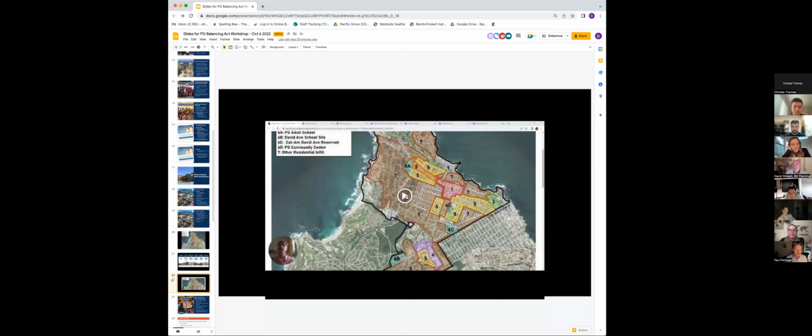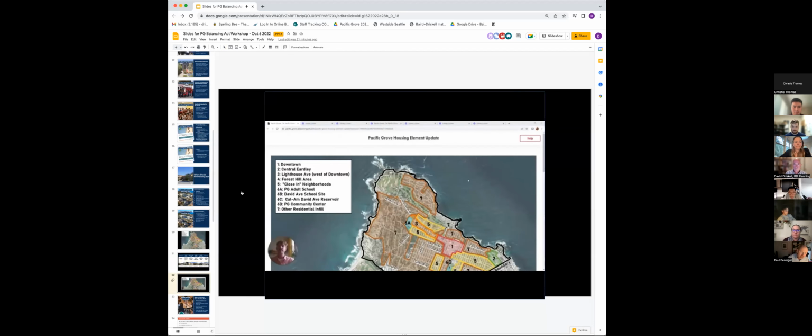Working on Pacific Grove's housing element update. I'm here to demo this simple to use Balancing Act tool that we've created so that you can provide us with valuable input by making your own housing plan for the city. At the top of the page is a map of the city that we've developed, which you will refer to as you make decisions for your housing plan.